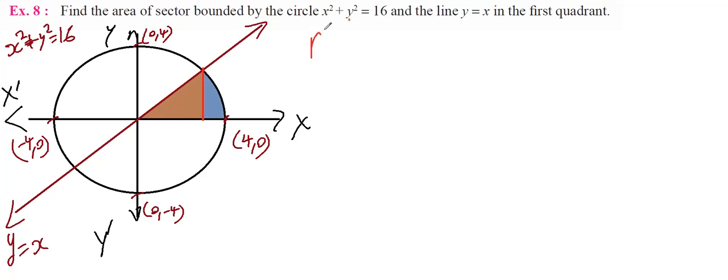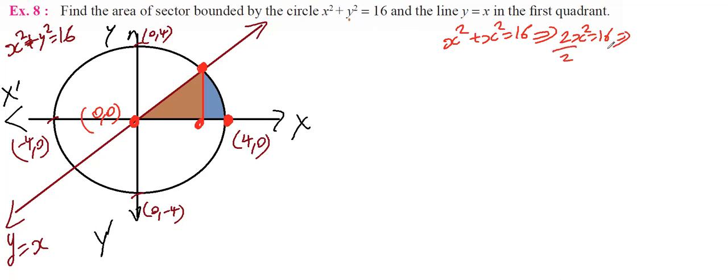Plotting is done. The next point is you have to find the coordinates of this point, and also the coordinate of this point. This coordinate we have already found. This is the origin, so it has to be 0, 0. And how will we find this? We have to solve these simultaneously. When I solve these two equations, y is equal to x, so I write x square. So here it will be 2x square is equal to 16. Dividing by 2, 2 cancels, 16 by 2 is 8.